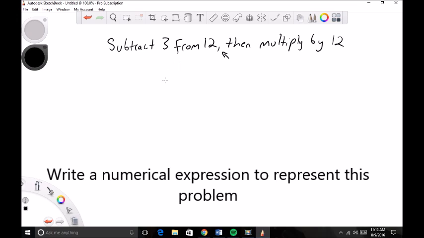Well, they want you to take 3 away from 12, and sometimes people get confused. They want to write it like that, but that's wrong. Are we taking 3 away from 12, or is that trying to take 12 away from 3? Yeah, that's trying to take 12 away from 3, so careful with those ones. So we've got 12, and we're taking 3 away from it.